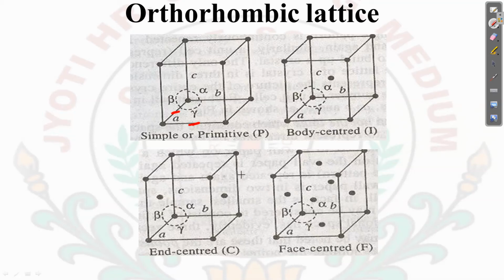Here also four different types can be seen. One without any centered atoms, meaning the primitive one. Then one body centered, end centered, and face centered. Four different types of orthorhombic lattice can be seen here. So now that table will be more clear, that the four was for these four types of orthorhombic lattices.